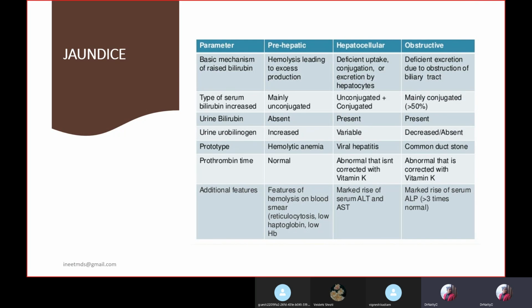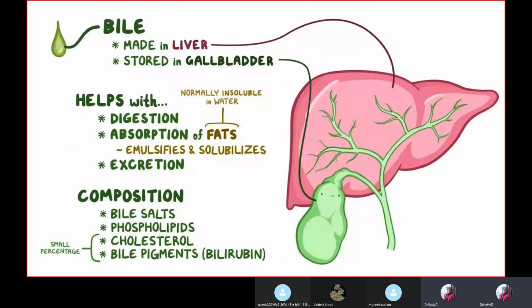This jaundice can be caused by various reasons. Depending upon which part of the organ the bilirubin mechanism is getting altered, you can divide jaundice into prehepatic, hepatic, or obstructive jaundice. As I have already mentioned, the bile is stored in the gallbladder. It is formed in the liver, and the bile pigments are derived from the blood, that is, the degradation of hemoglobin.